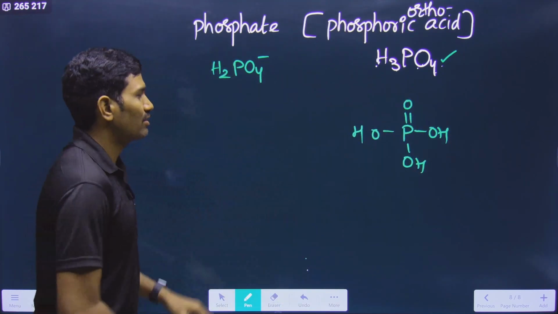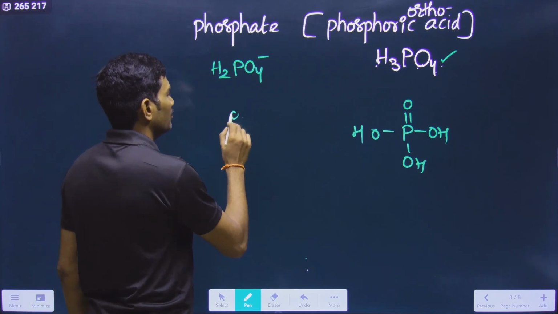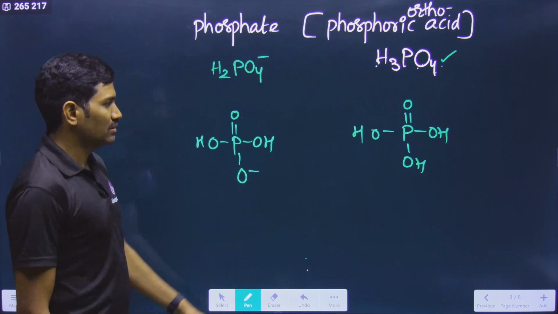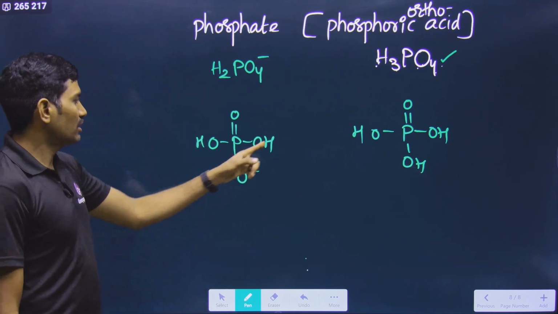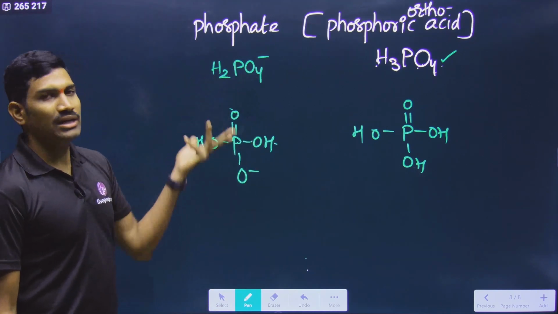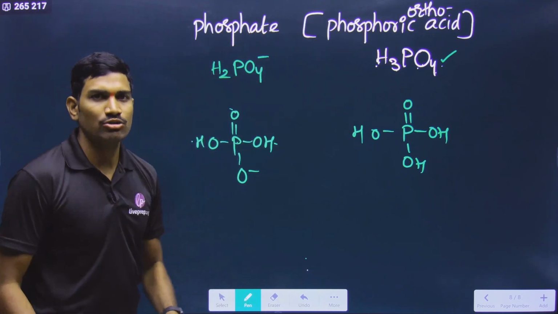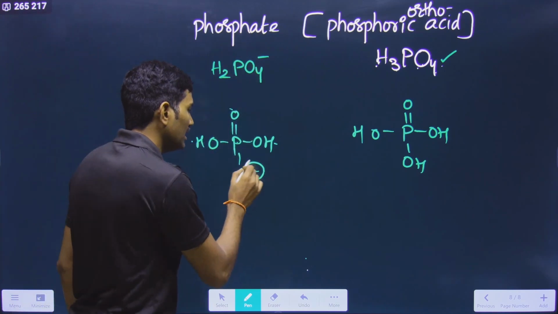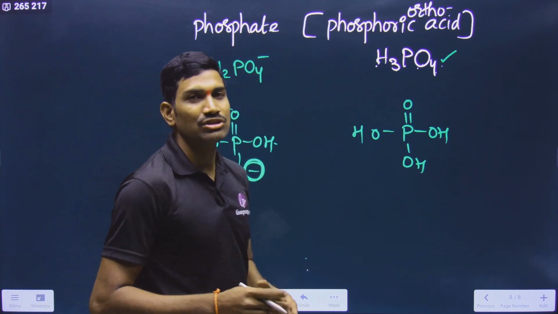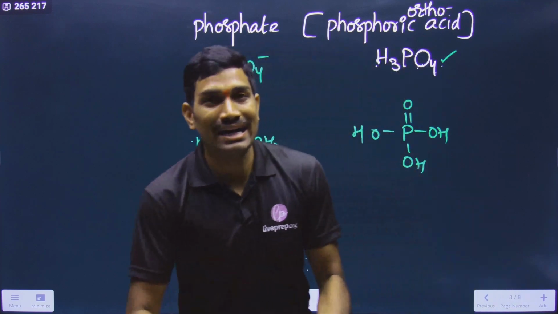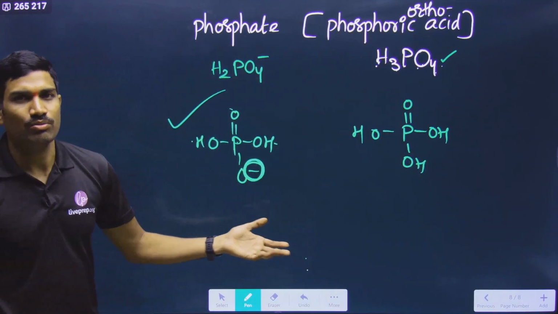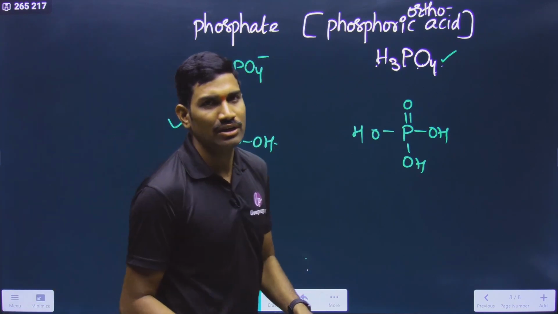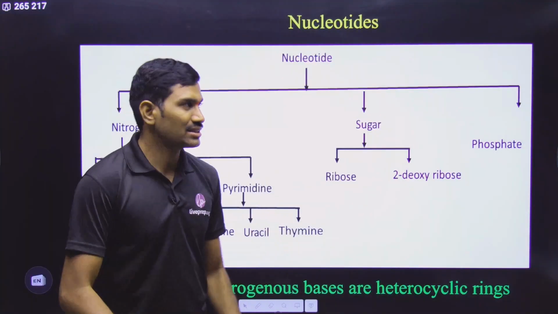This is the H3PO4. From the same thing, if you are removing the H plus, what happens? It will be O minus. H plus removed, so it will be O minus. So H2PO4 minus. This is the phosphate or orthophosphoric acid. Understood or not? Because of this phosphate group only, the negative charge of DNA and RNA is due to this phosphate group. So in this way, the phosphate group is also present in the nucleotide. With this, all the structures are completed.